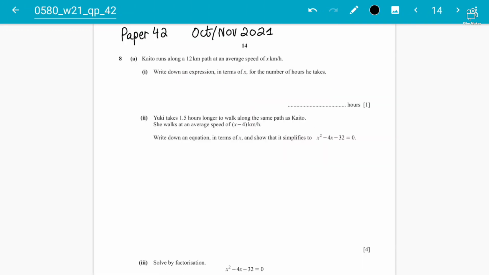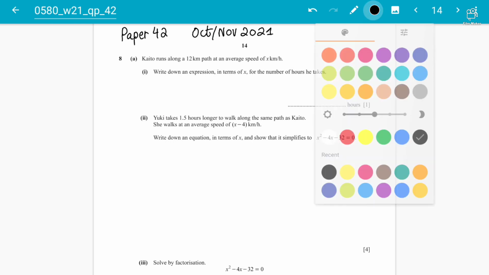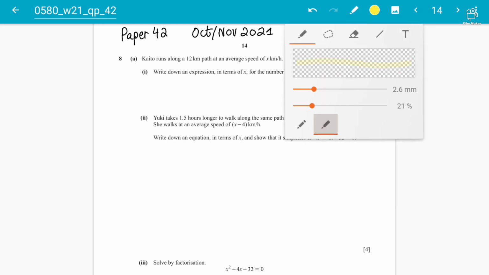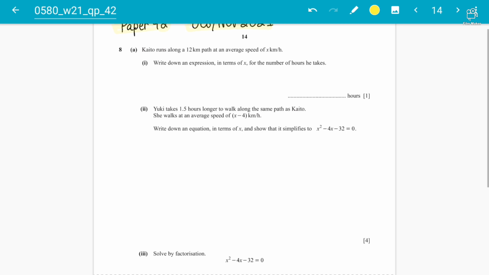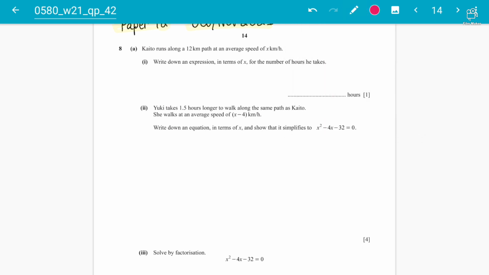Moving forward, students, just to get familiar with the concept, as we are talking about algebra word problems, topical past paper questions, we have another question of the same year, 2021 October November, but this time it's variant 2, paper 42. All paper 4 questions we are discussing in this lecture video, so make sure you follow very carefully. This is again speed, distance, time related.